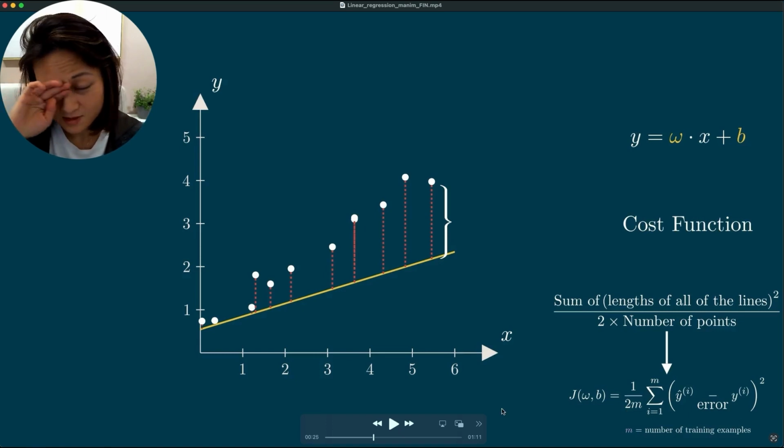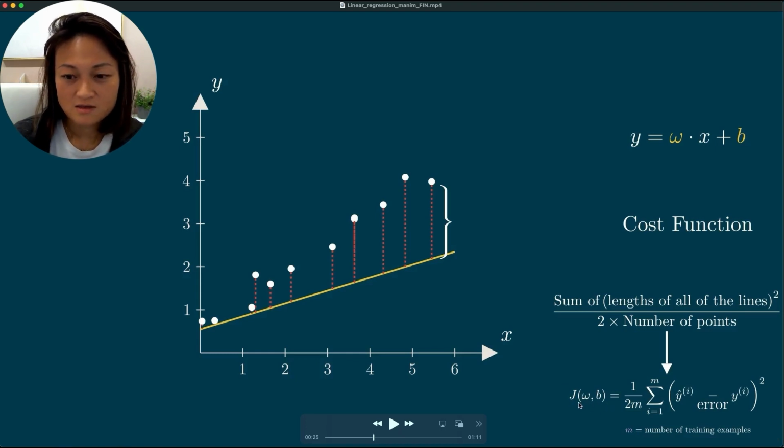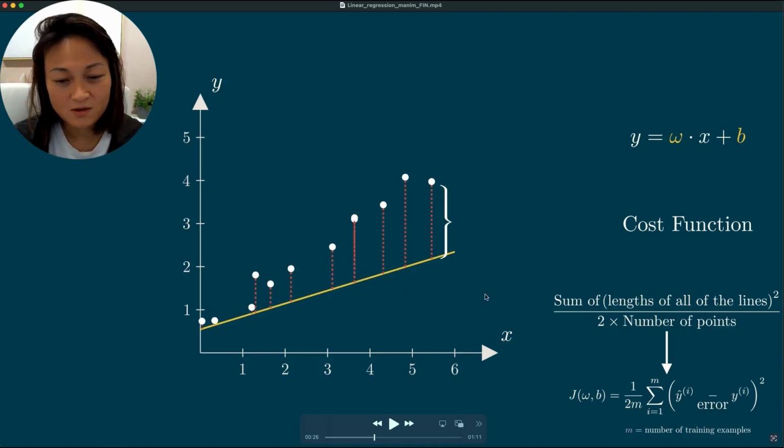Oh, and by the way, this J here is just a common notation for a cost function. They always use J, and this bracket (w, b) here just means that J is a function of w and b, meaning if you think about this line, as you change w and b, you can get the loss to be higher or lower, based on how well-fitting this yellow line is. So that's all that is.